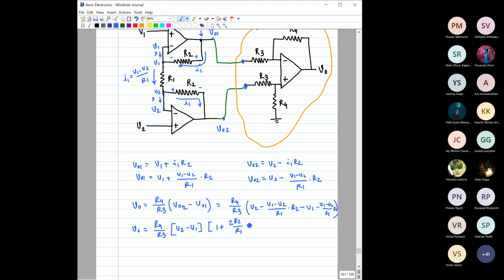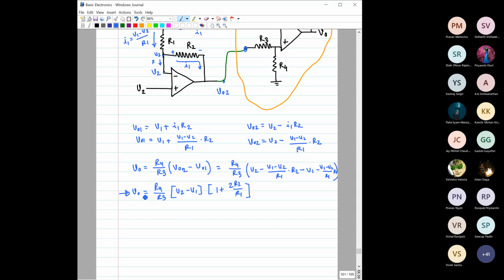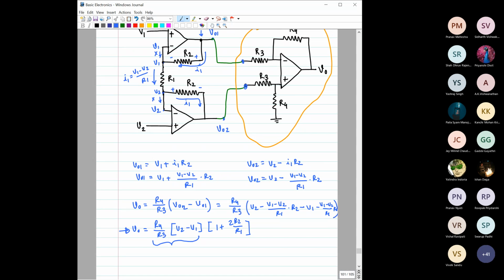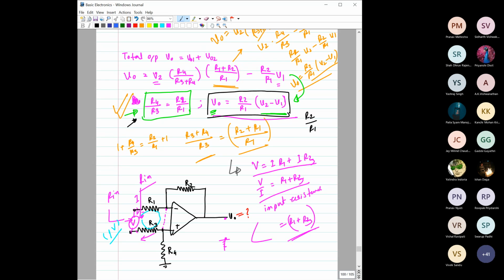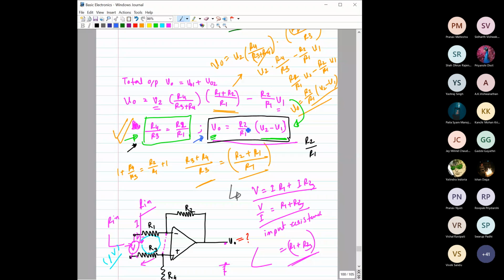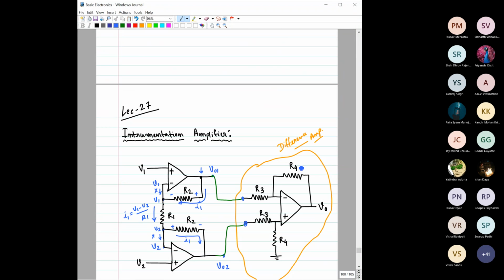Okay, it would be 2R2 by R1, right? So if you notice this expression carefully, what it says is that the output voltage of this instrumentation amplifier is equal to R4 by R3 into V2 minus V1. If you see this part, and if you see yesterday's one, V output is equal to R2 by R1 into V2 minus V1. So this part is the same, right?